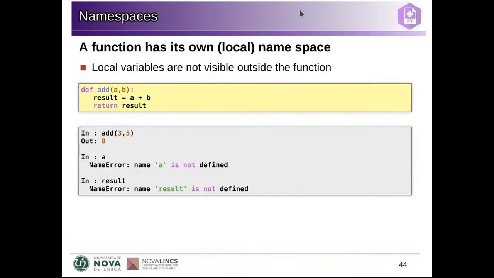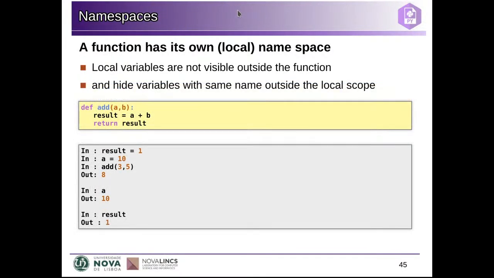Now, one important feature of a function is that the variables inside the function live only inside the function. So functions have their own local namespace. This means that if you call this function with 3 and 5, a here will have the value 3, b will have the value 5, and the function will compute the result and return the result. If you now ask what is the value of a, you get this error. a does not exist outside the function. It only existed while the function was running and has no existence outside the function. result also does not exist outside the function. It only existed inside the function.